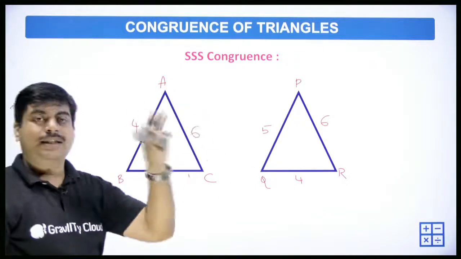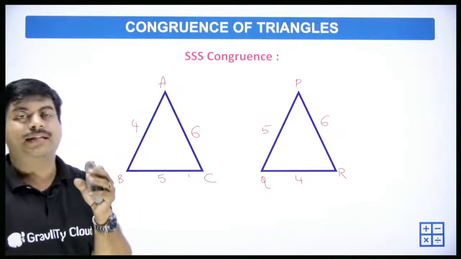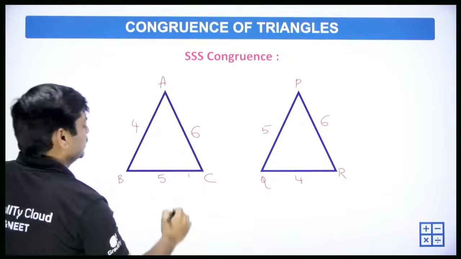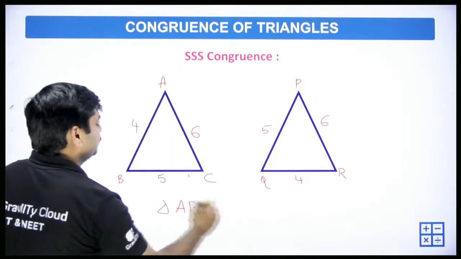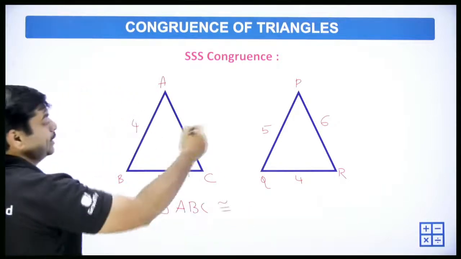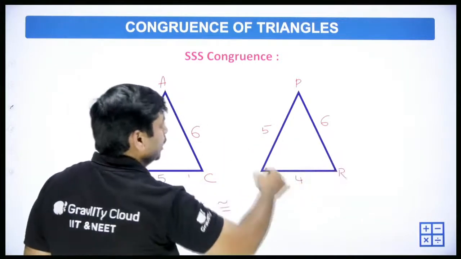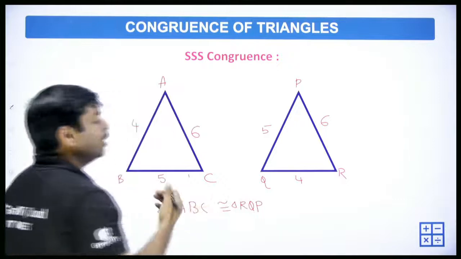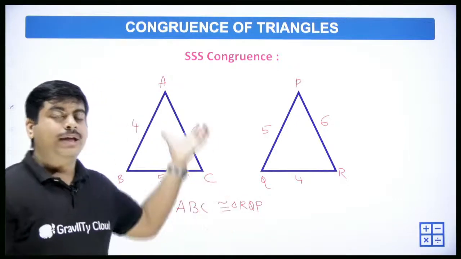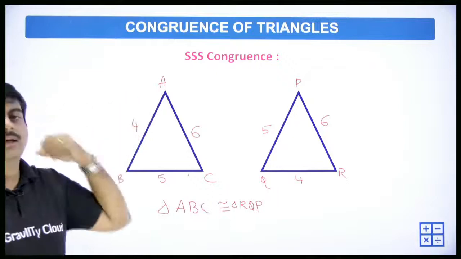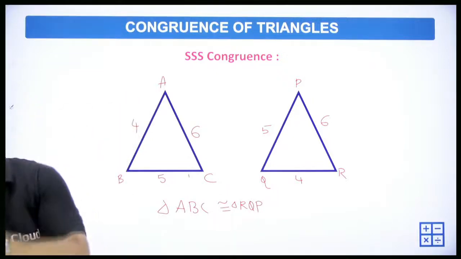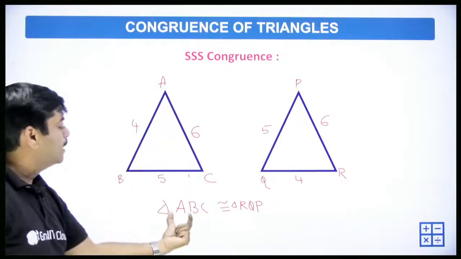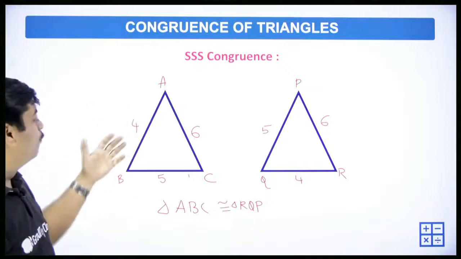As all the sides are equal, we can say yes, these are congruent, but the way of representation is very important. So 4, then 5, then 6. Triangle ABC is congruent to 4, 5, 6, so triangle RQP. You might ask me, sir, why are we writing like this? Why are we changing? You can simply come up with the side lengths. So 4, then 5, then 6. AB is 4, BC is 5.